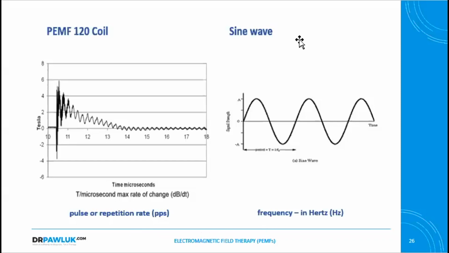This is a typical sinusoidal wave system, and you can see it crosses through the midline and goes from positive to negative. And that is the classical definition of frequency, or hertz.